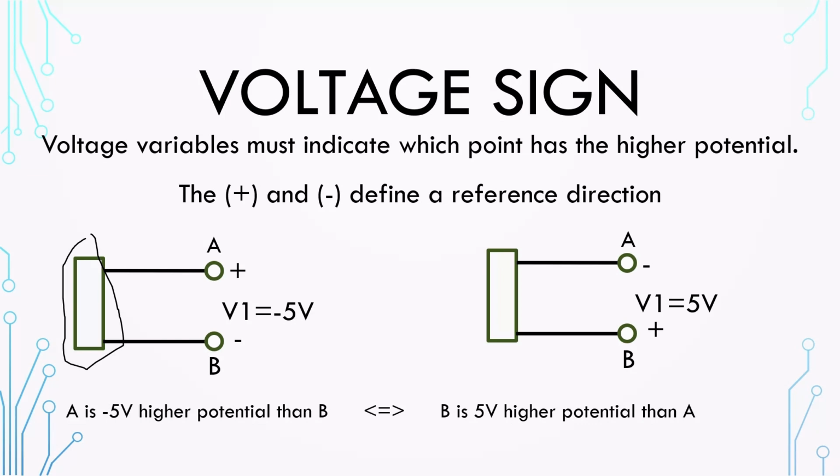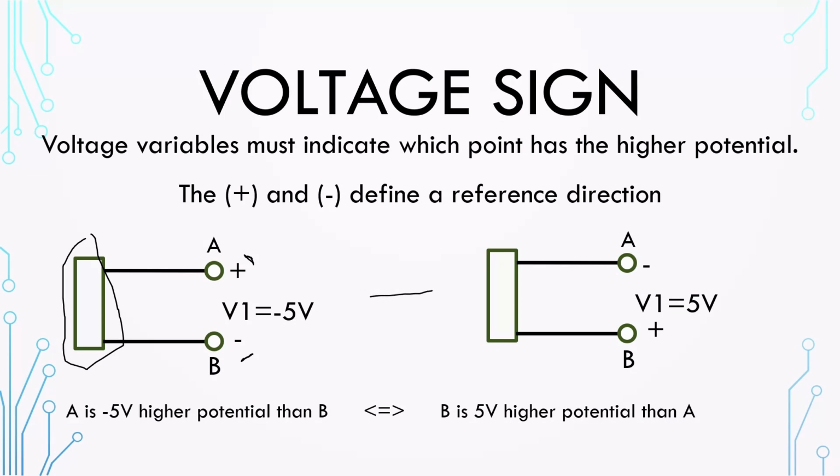And here, A on the left side is going to be denoted as the higher potential, and B with the minus sign is going to be denoted as the lower potential. But this is saying that across here, V1 equals negative 5 volts. So that's saying A is negative 5 volts higher potential than B, which means we really know that B is actually 5 volts higher potential, but you still read it as such with A coming before B.